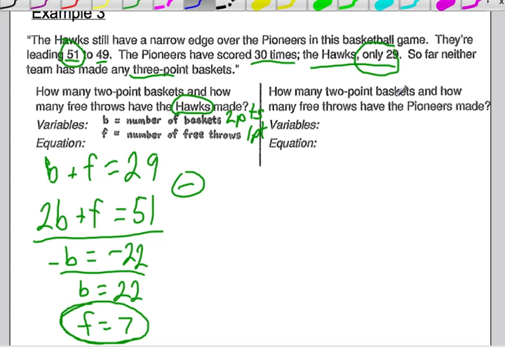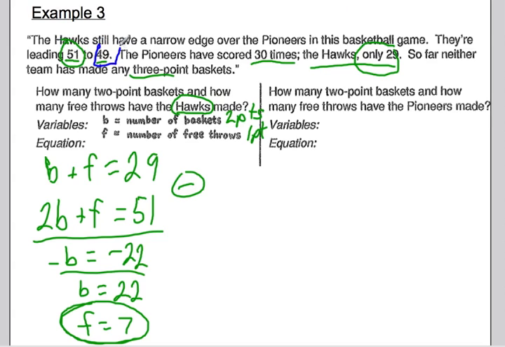The second question is all about the Pioneers. So it's the same thing, except we're talking about this score, and this is the number of times the Pioneers scored. So the variables are going to be exactly the same. We're going to have B and F. Okay, baskets and free throws. Your equations are going to be very similar.